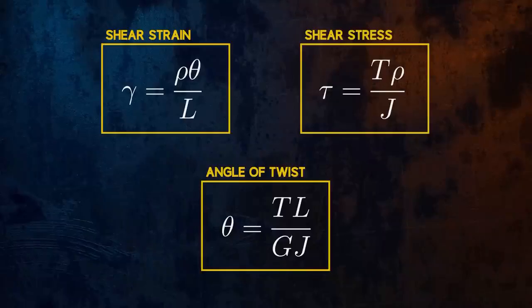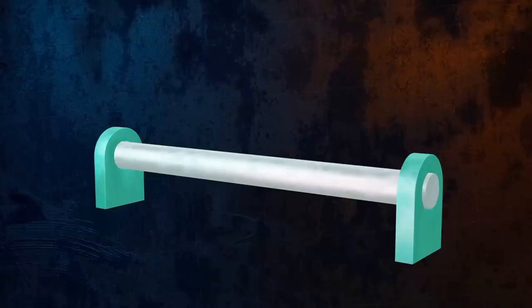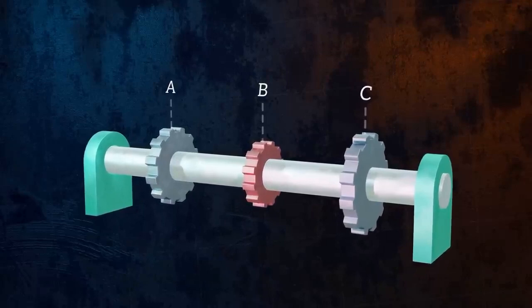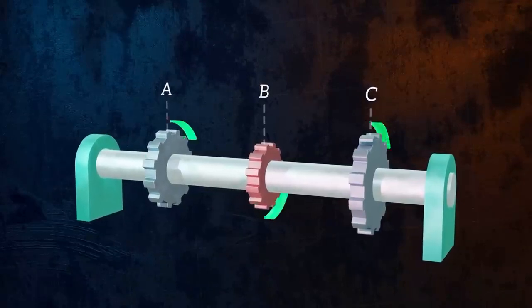So far, we have only talked about a uniform bar fixed at one end with a single applied torque, but shafts are often loaded by multiple torques. This shaft, for example, which is supported by bearings at both ends, is driven by a gear at point B, and in turn drives two gears at points A and C. It is loaded by three torques.